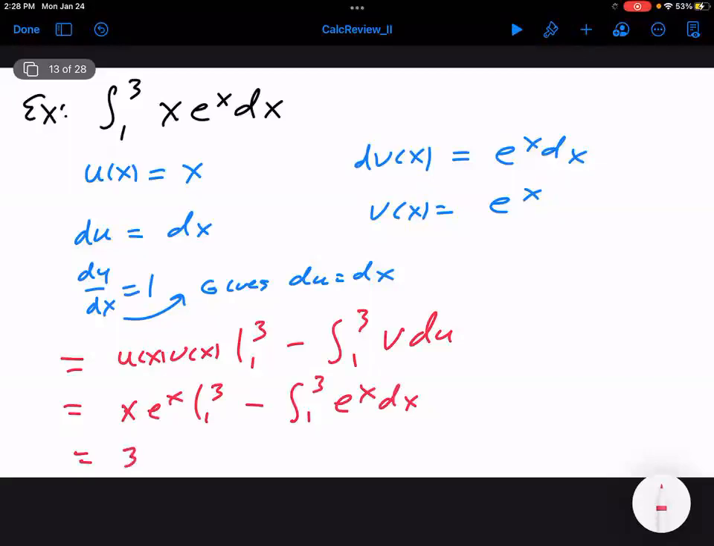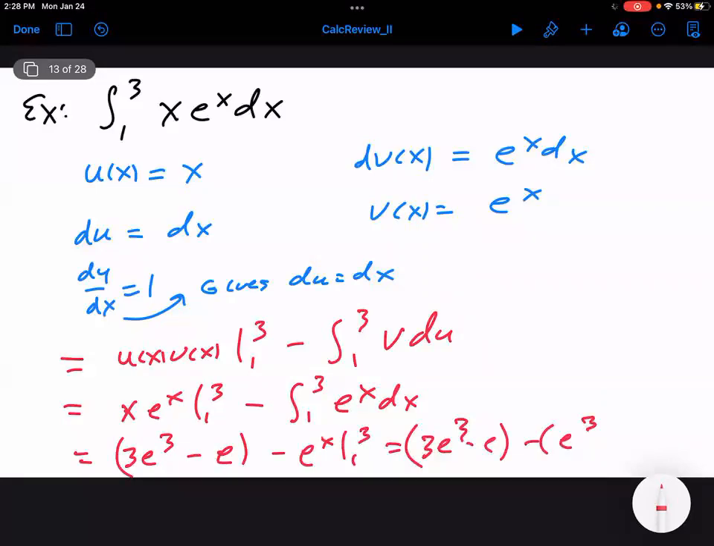So this is going to be 3e cubed minus 1e to the first. And then the integral of e to the x is just e to the x, evaluated at 1 and 3. So it's just 3e cubed minus e cubed minus e. And if we look at that, okay, we have 3e cubed minus e cubed is just 2e cubed. The minus e's cancel. If I've done things correctly, we should just get 2e cubed.